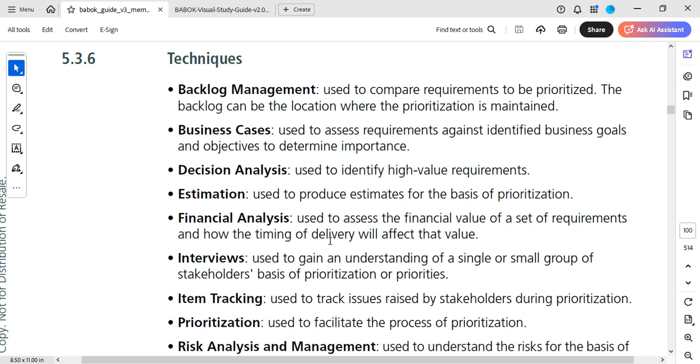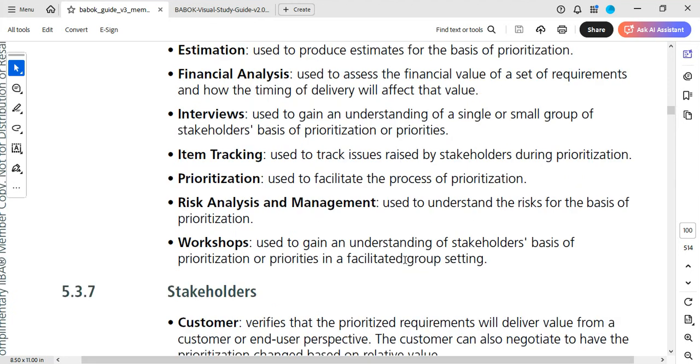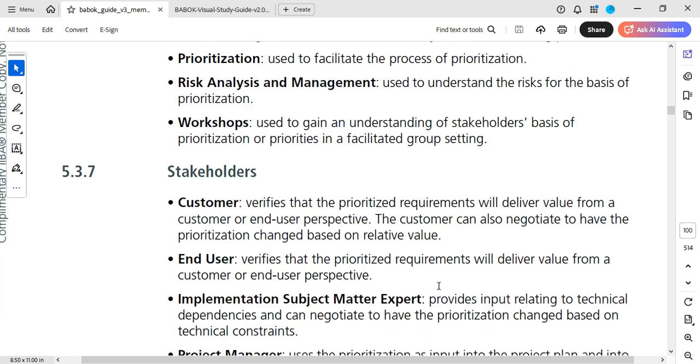Interviews, used to gain an understanding of a single or small group of stakeholders' basis for prioritization. Item tracking, used to track issues raised by stakeholders during prioritization. Prioritization, used to facilitate the process of prioritization. Risk analysis and management, used to understand the risk for the basis of prioritization. Workshops, used to gain an understanding of stakeholders' basis of prioritization in a facilitated group setting.